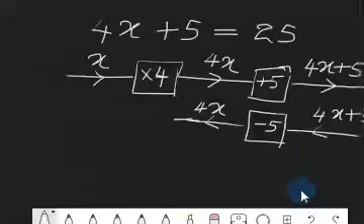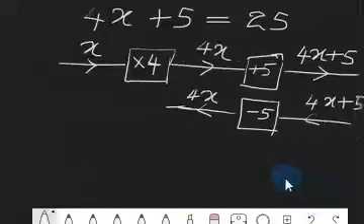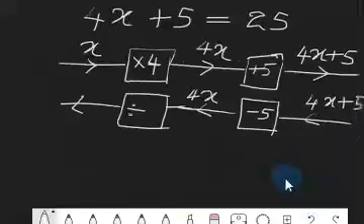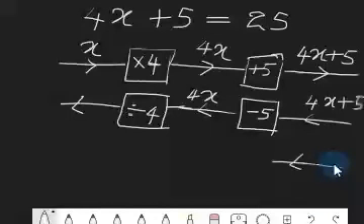Then I want to reach x. In order to do that, I should divide this 4x by 4. Here multiplication. In the inverse flowchart, you should put division. Now, instead of this 4x plus 5, you can put 25 according to this equation. 4x plus 5 equals 25. So I put 25 here.